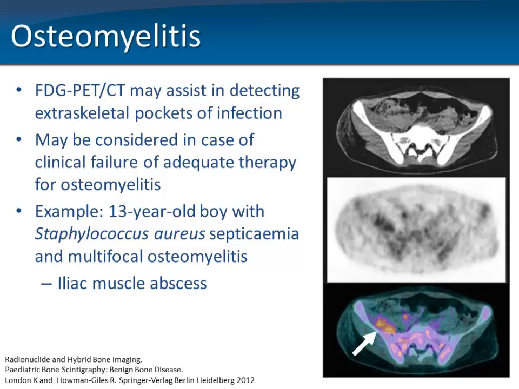And this is an example of a 13-year-old with a multifocal staphylococcus septicemia and multifocal osteomyelitis, where you see that the reason for therapeutic failure was an iliac muscle abscess seen on FDG, which required surgical drainage.